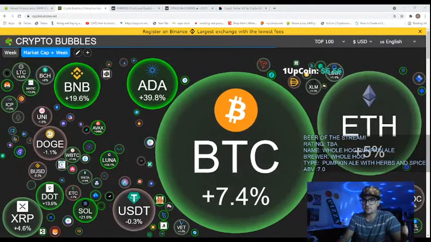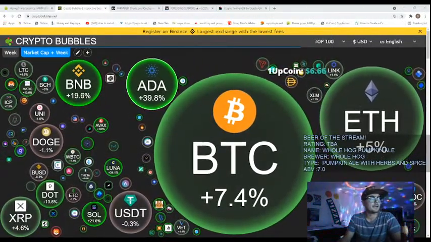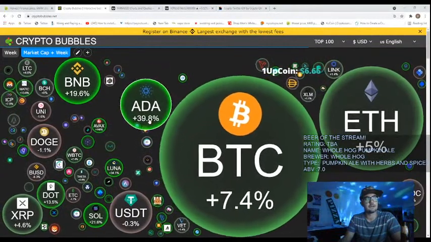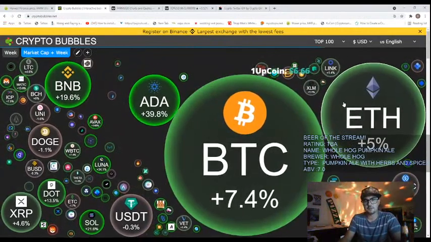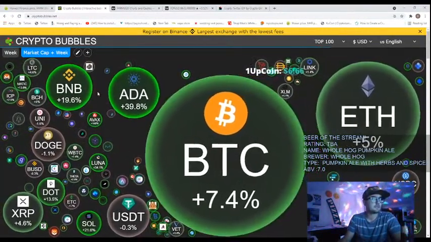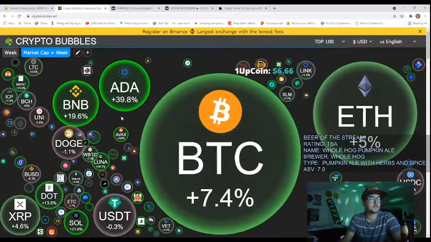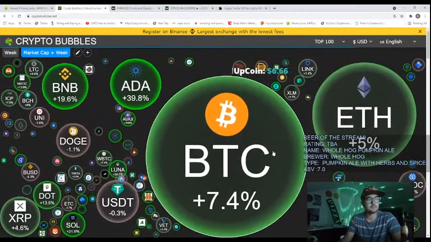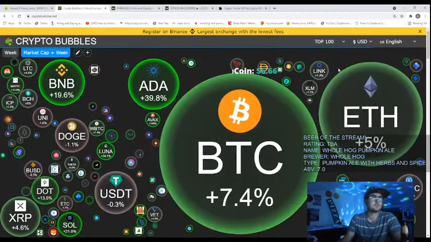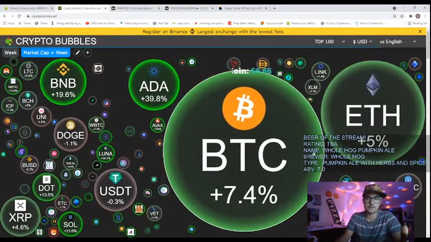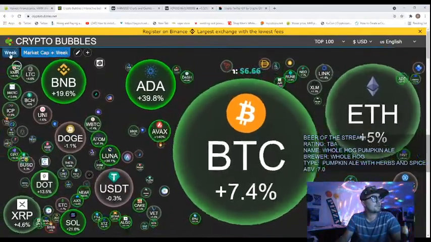We're looking right now at crypto bubbles. We're looking at the market cap on the week, and you can see that Cardano's up 39.8%. Bitcoin's up 7.4%, and Ethereum's up 5%. BNB up 19.6%. Dogecoin up 1.1%. USD Coin up 0.3%. VeChain up 1.40%. Those are just some of the bigger crypto bubbles that we got going on here. And crypto bubbles is something that you can look at for gains on the week.